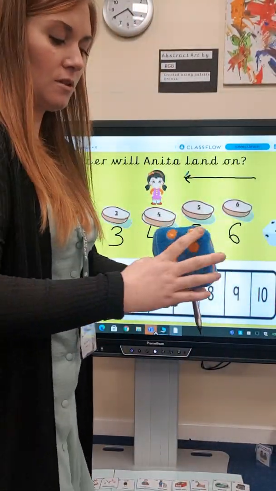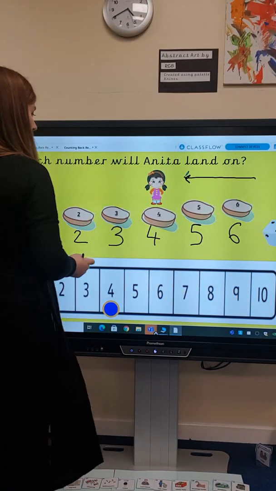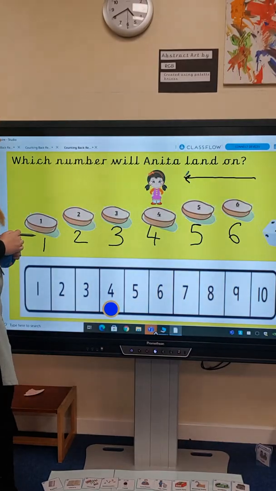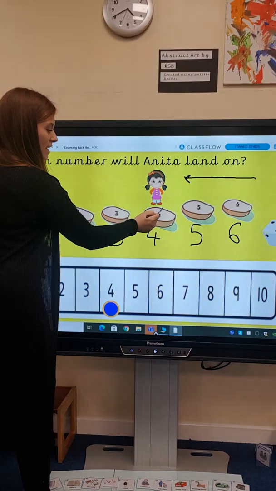She's landed on number 2 when she rolled her dice. So she's standing on number 4. Which stepping stone will Anita land on if she counts back 2? Let's do that together. Anita's on number 4.